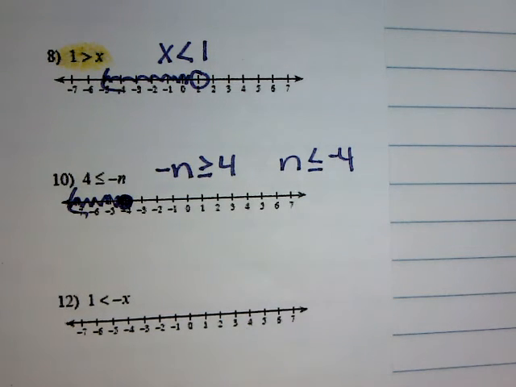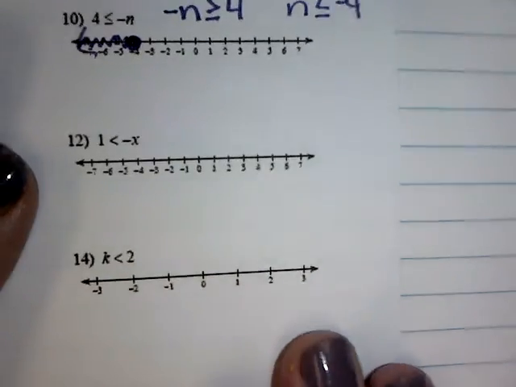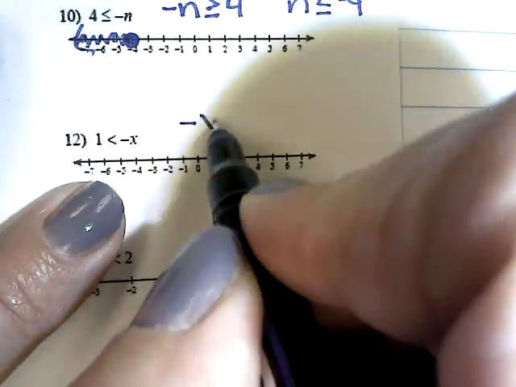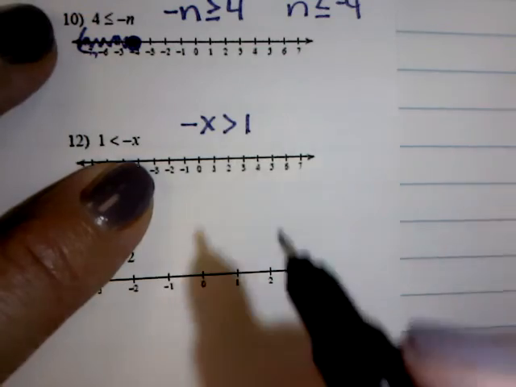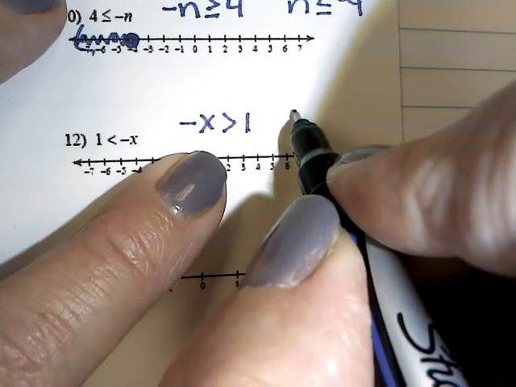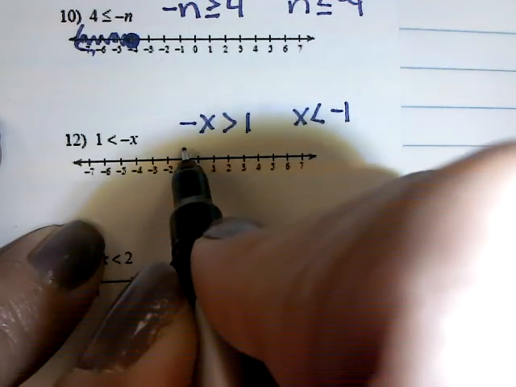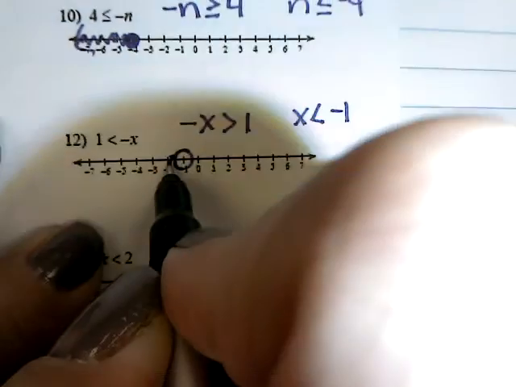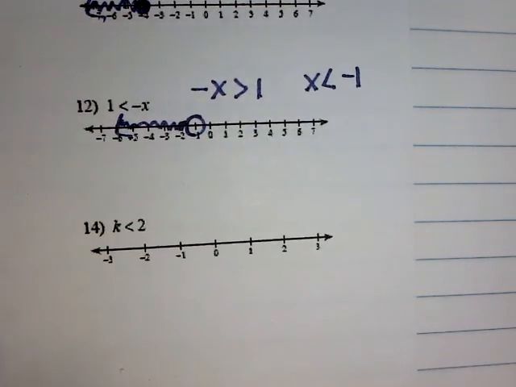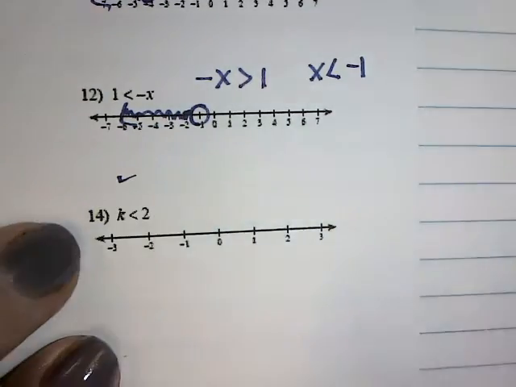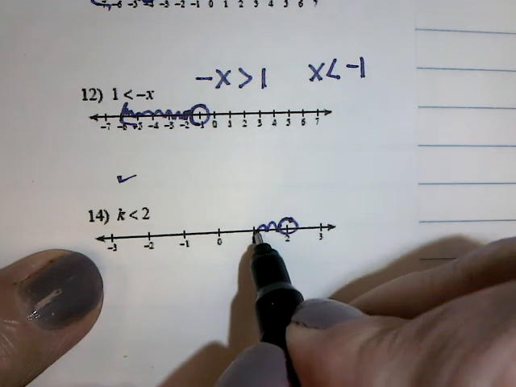Okay? Let's look at the next one. X is on the other side. So let's go ahead and rewrite it first. Everybody with me? Get rid of your negative X, change this to a positive, flip it, flip it. Negative 1, open circle, go into the left. Last one, everybody. Ooh, and it's an easy one. Variables on the correct side, awesome. 2, open circle, go into the left.